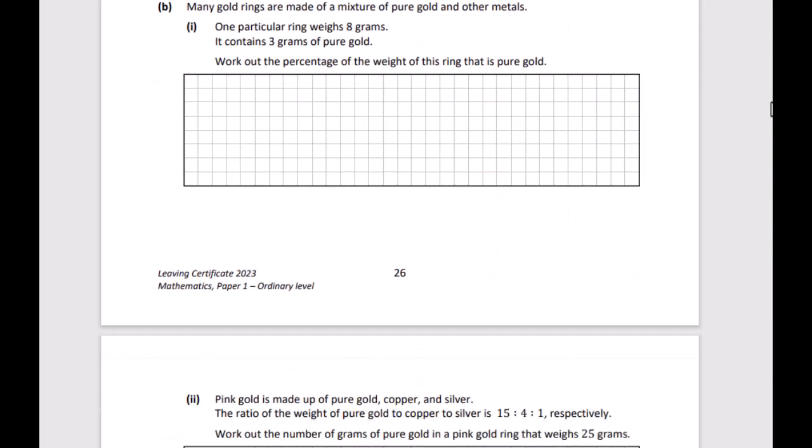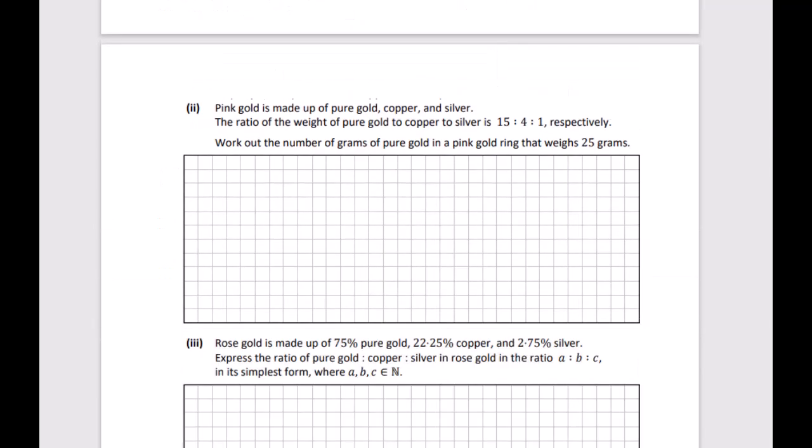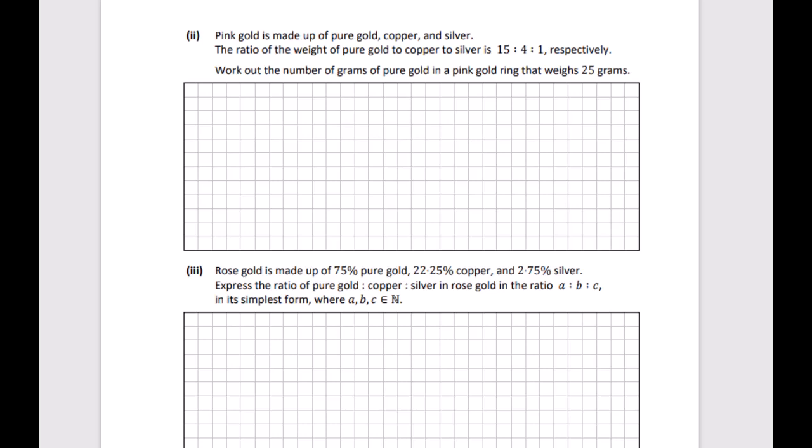B. Many gold rings are made of a mixture of pure gold and other metals. One particular ring weighs 8 grams. It contains 3 grams of pure gold. Work out the percentage of the weight of this ring that is pure gold. Well, it's just really 3 as a percentage of 8. The 3 grams of gold represent 3/8 of the weight of the ring. So to convert that into a percentage, you just multiply by 100. So that's just going to be 37.5%, and that's it.